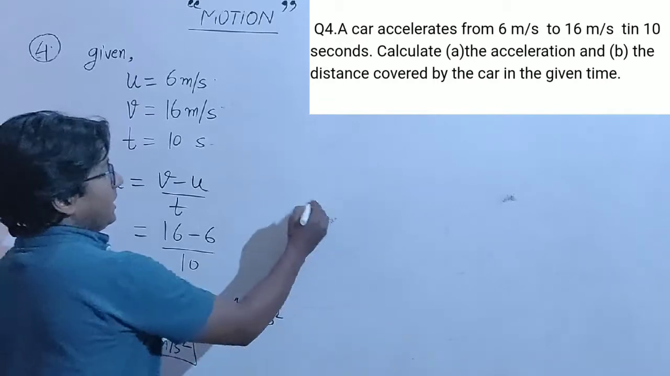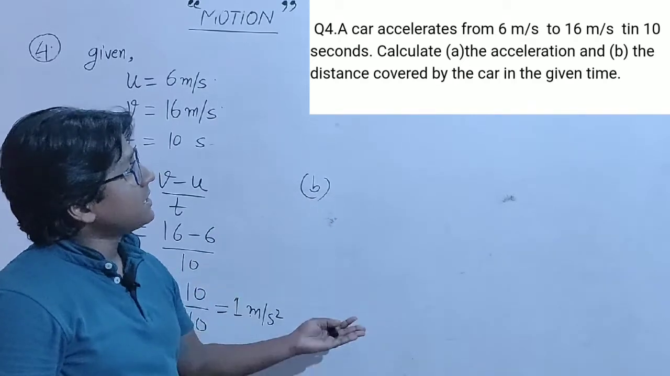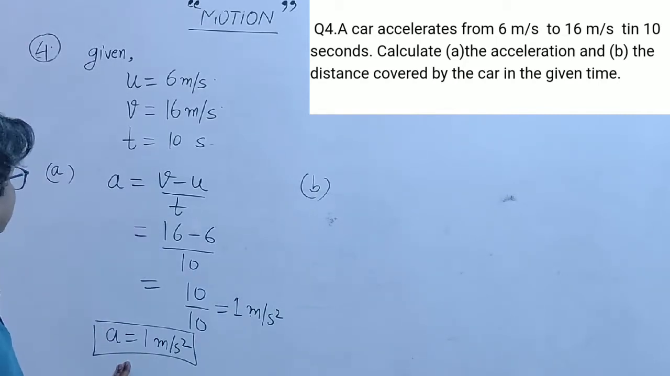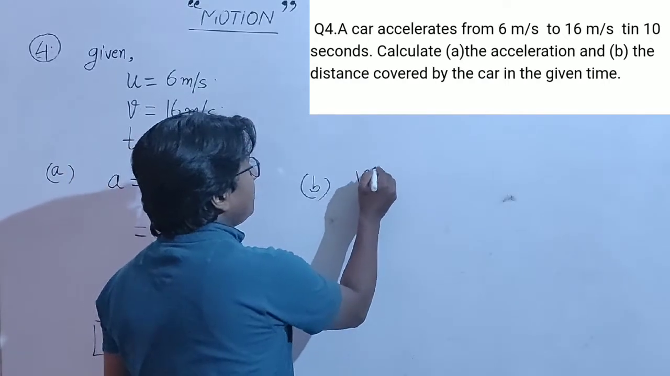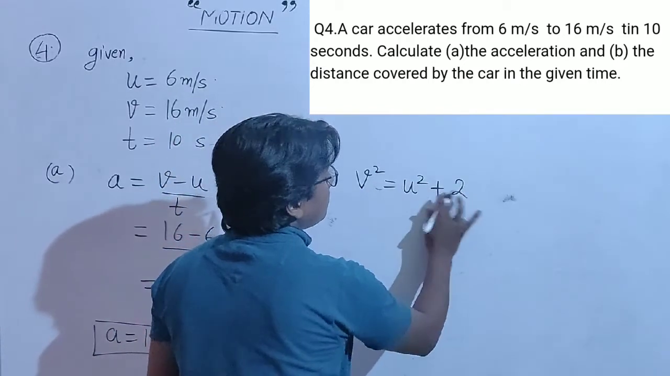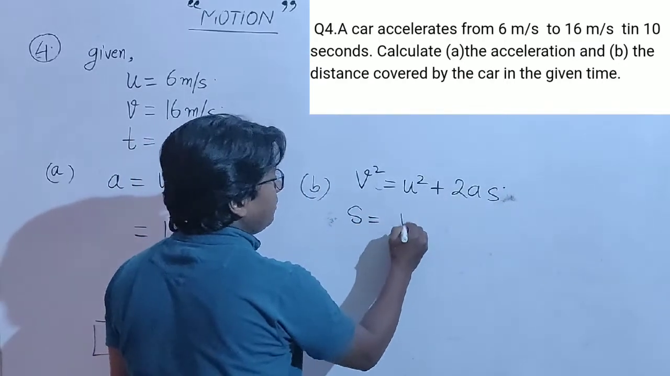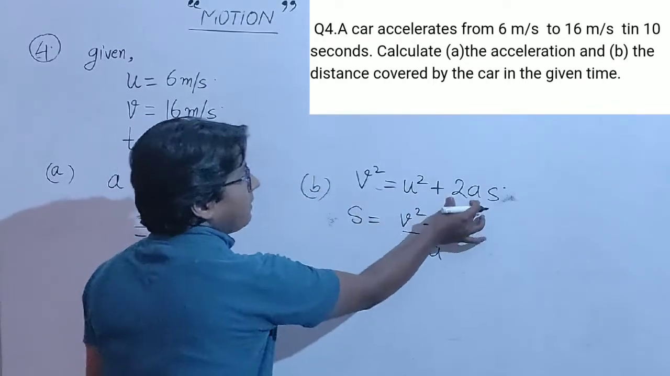Next part of this question, that is part B. In this, it is asking what is the distance covered by the car in that given time. So we know the acceleration, the initial velocity and the final velocity. So using the third equation of motion, v square is equal to u square plus 2as. From this we will find the distance s is equal to v square minus u square upon 2a, simply moving this way and dividing by the 2a.